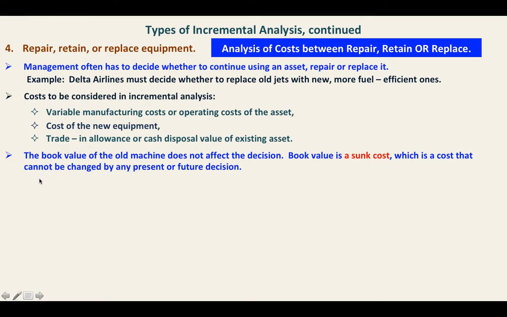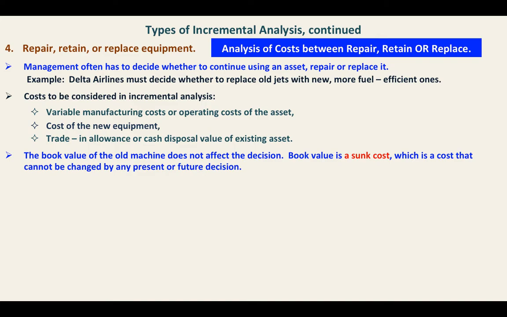We also have to consider the book value of the old machine. But take note, this book value is what you call a sunk cost, okay? Which is a cost that cannot be changed by any present or future decision. Class, the book value is, if we have an old machine, okay? So the book value is what is recorded in the records.